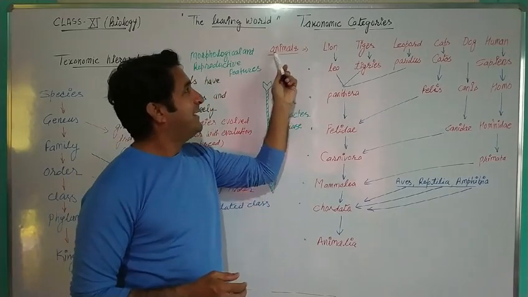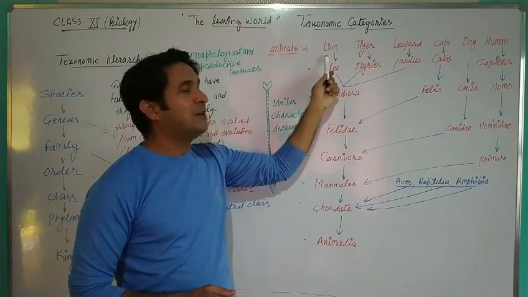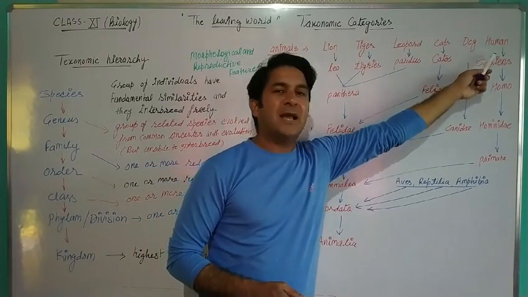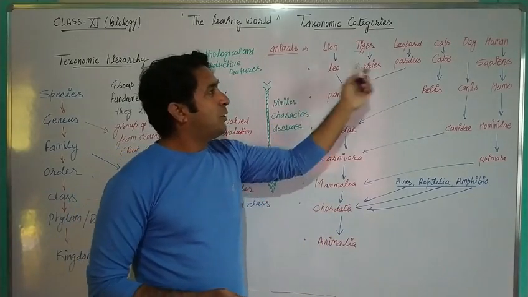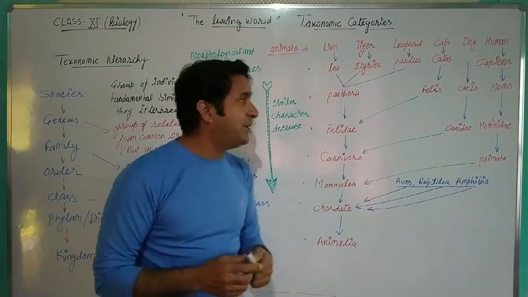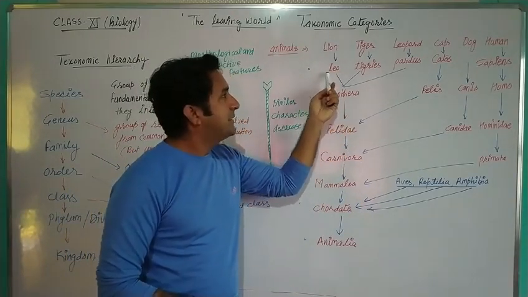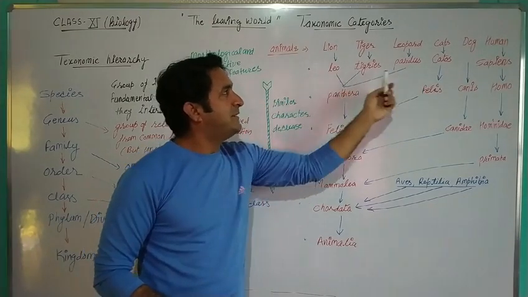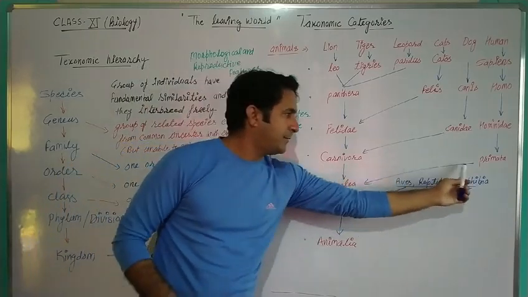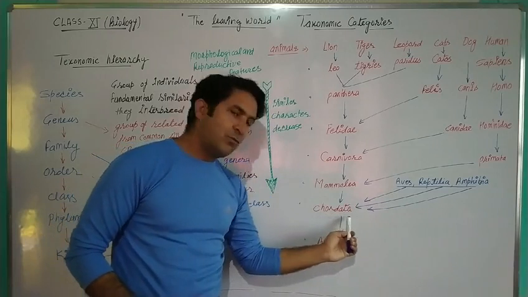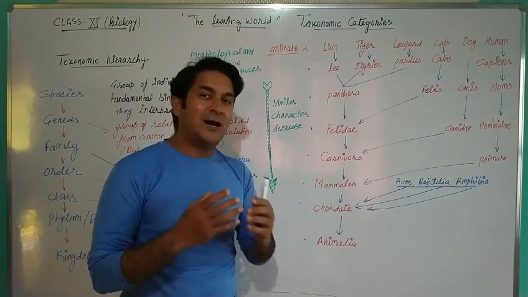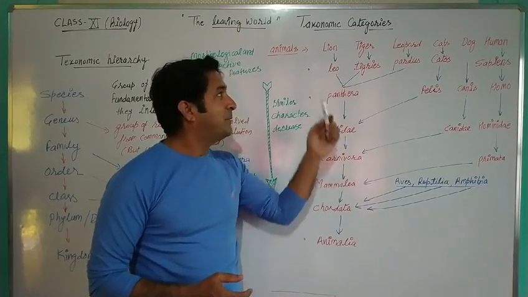Now we will understand it by looking at some diagrams and examples. Here are some animals and their common names: lion, tiger, leopard, cat, dog, and human. To understand them by the taxonomic hierarchy, look at this very carefully. This is the species name of all these animals, genus, family, order, class, this is phylum, and here this is kingdom. So let's try to understand the classification categories through some examples.